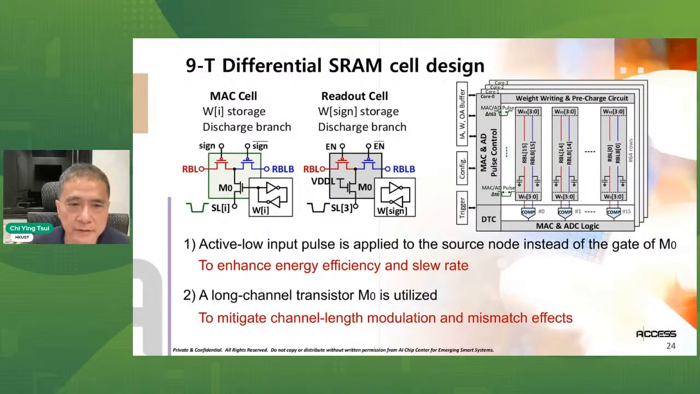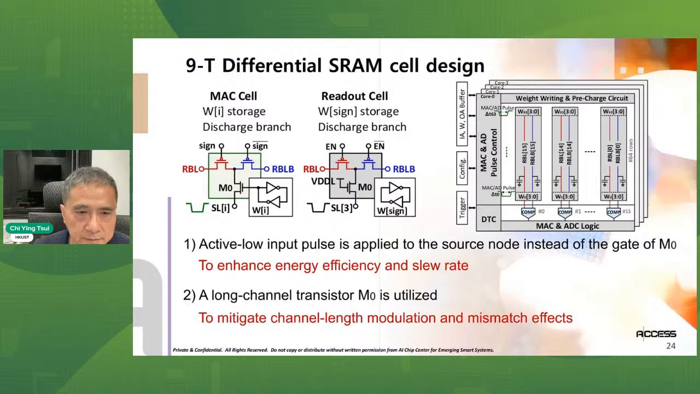If the partial product is a negative value, it turns on the connection to the read line and then discharges the read line bar. If the magnitude is positive, it will turn on the transistor that connects the read line to the discharge read line.